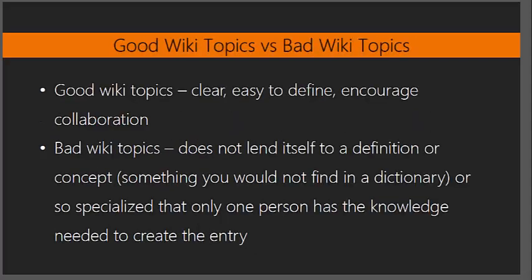Good wiki topics versus bad wiki topics. Good wiki topics are clear, easy to define, and encourage collaboration. Bad wiki topics are basically yes or no answers, do not lend themselves to a definition or concept, are something you would not find in a dictionary, or are so specialized that only one person has the knowledge needed to create the entry.